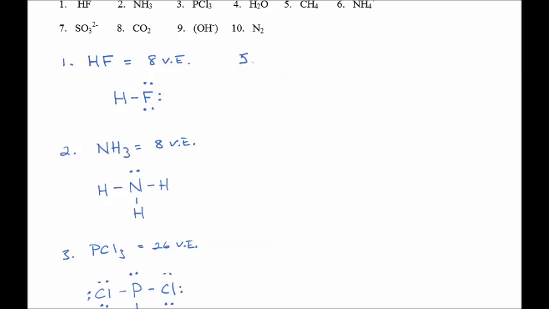Number 5 is CH4. Count valence electrons. There should be 8. Carbon is in the middle, surrounded by the 4 H's. Remember, hydrogen only has to touch 2 electrons for it to be stable. Everything else wants 8, for the most part. So here carbon is touching 8 electrons, 2 electrons from each dash.